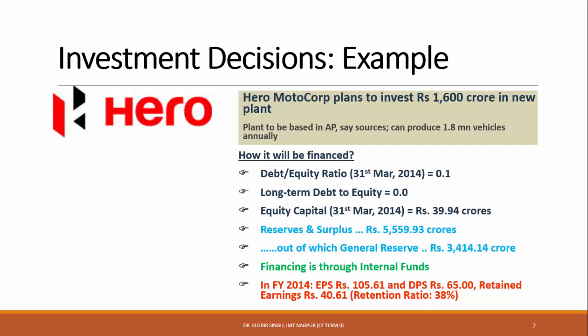If you look at its dividend decisions, the firm in financial year 2014 earned an earning per share of 105.61 paisa, while its dividend per share was 65 paisa, which implies the retained earning, EPS minus DPS, is 40.61. So retention ratio is 38%. In other words, Hero MotoCorp is earning good profits per share, also paying some dividend, but also retaining 38%, close to 40% of its earnings. So if a firm is able to retain earnings of 40%, close to 40% every year, that firm can meet its future growth requirements through internal funding.